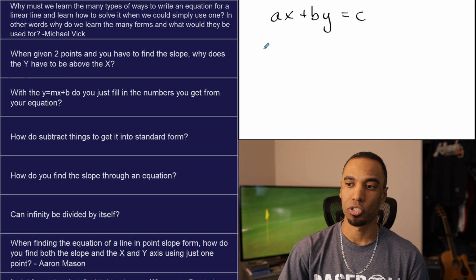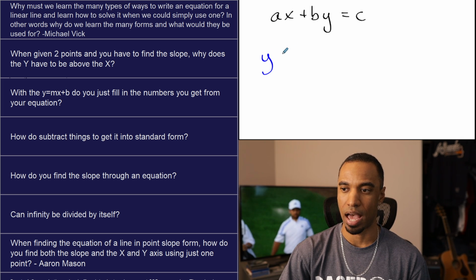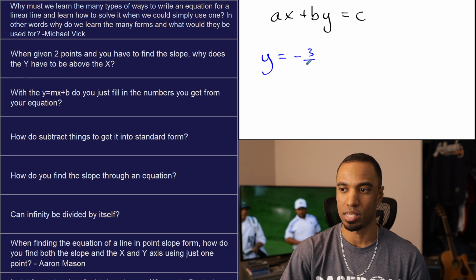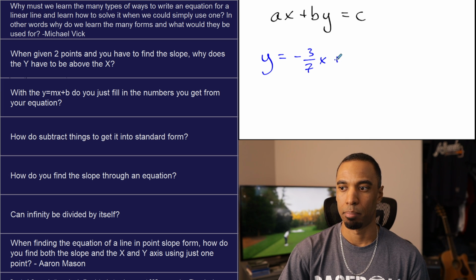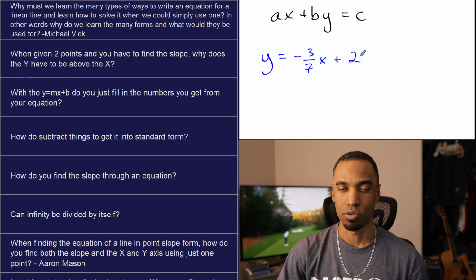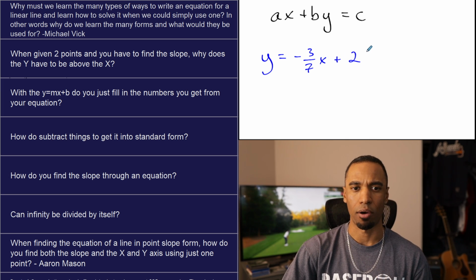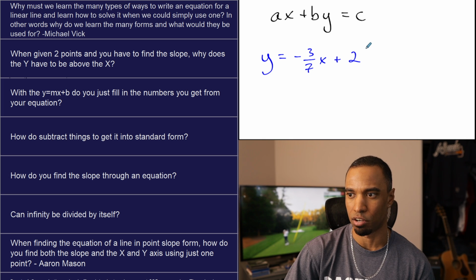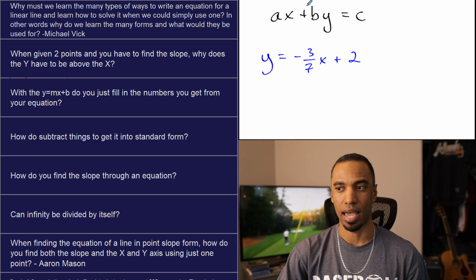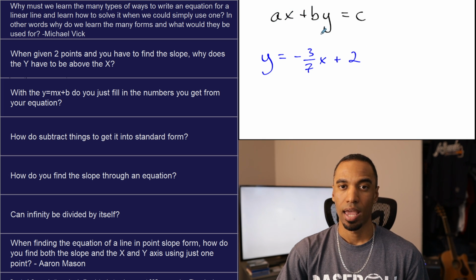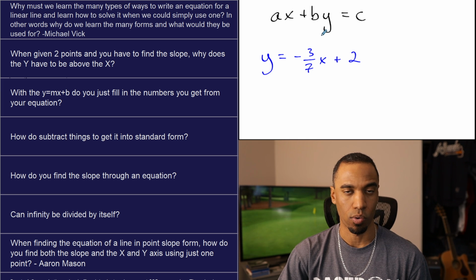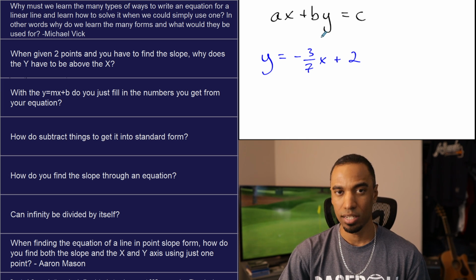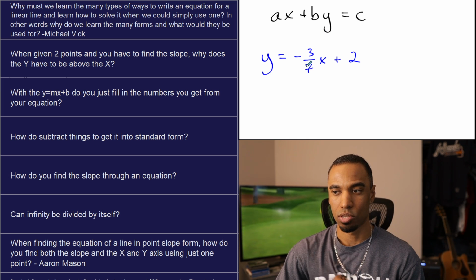So say you have slope-intercept form. Let's say we have y equals negative 3/7 x plus 2. And you say convert it into standard form. You say, how do you subtract things to get into standard form? The goal is to get x and y on the same side of the equation. And another mini goal within here, of course, is to get all integers. So this is dividing by 7.